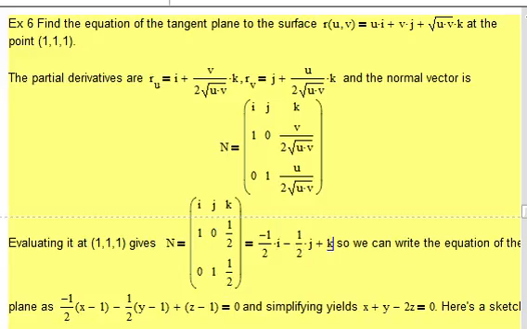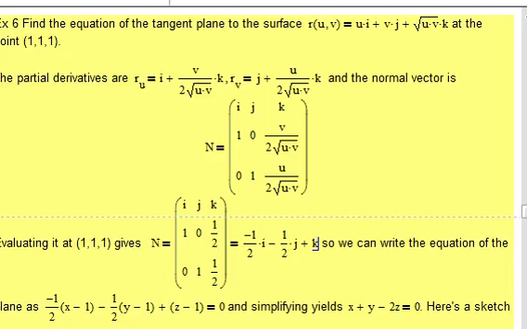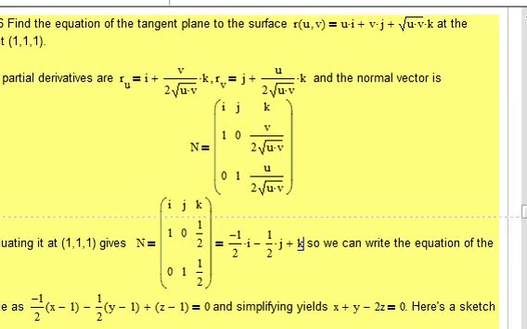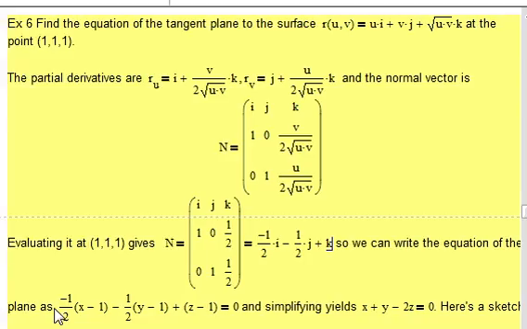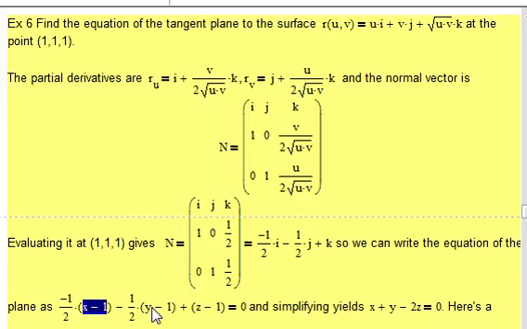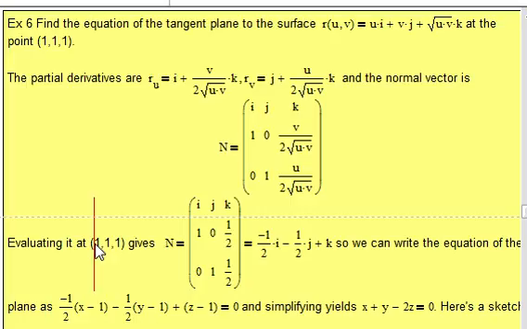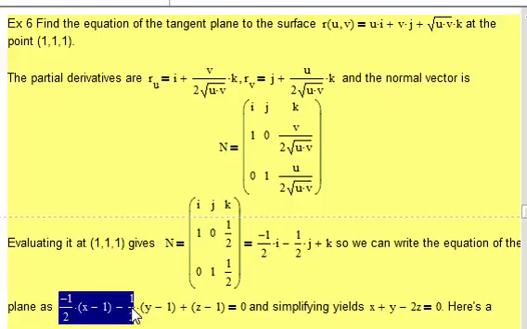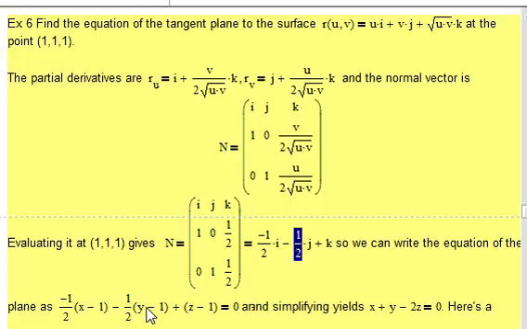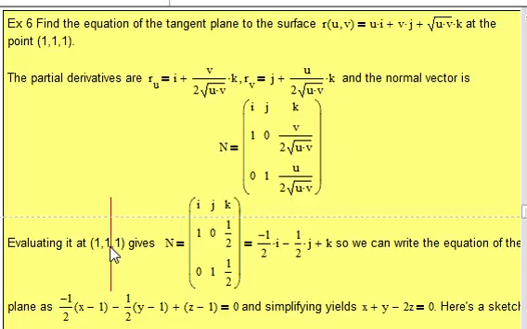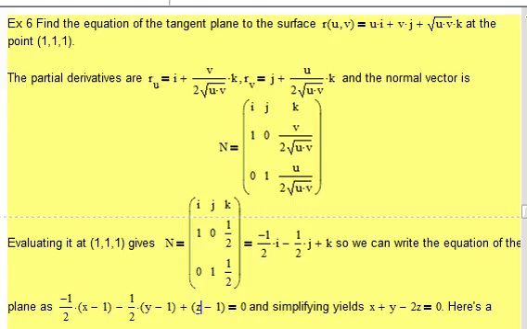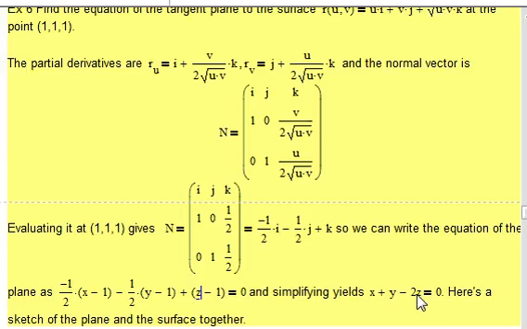So we can now write the equation of the plane as negative a half times (x minus 1). Where did I get that 1? From right there, right? Okay, minus a half, you know where I got the negative a half from here. (y minus 1), I got the 1 from there. And finally, 1 here also, so (z minus 1), and that equals 0. Simplifying that, we get x plus y minus 2z equals 0, and wow!